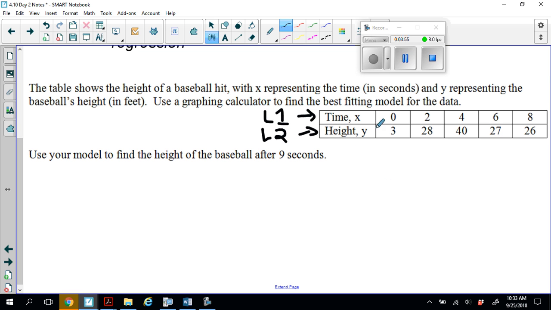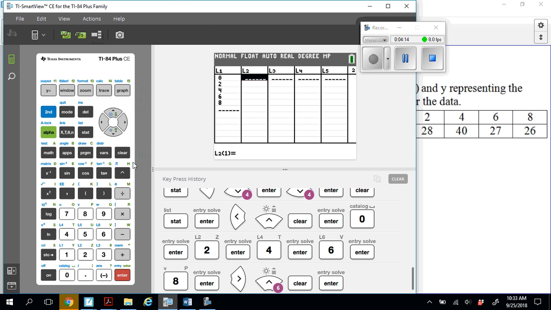Okay, so for your x, or basically the first part of your table, it's always going to be L1. For your y, or the second part of your table, it's going to be L2. So now we're going to plug 3, 28, 40, 27, 26 into our L2. Just like we did before, we're going to go ahead and enter those values.